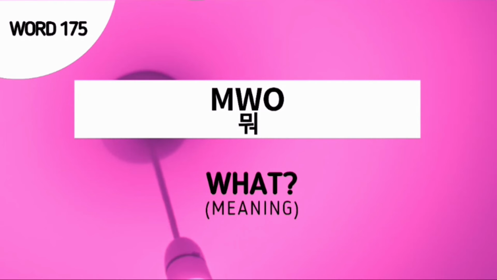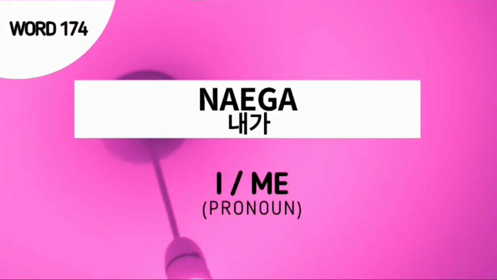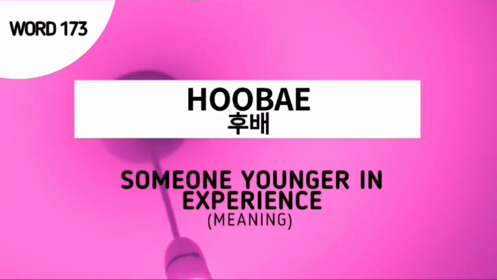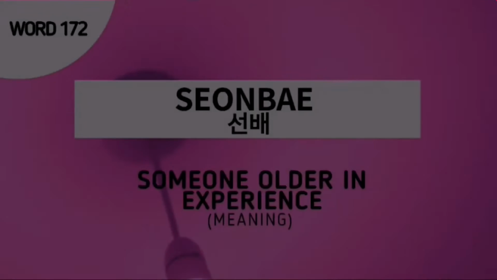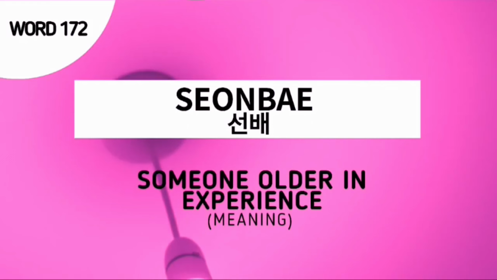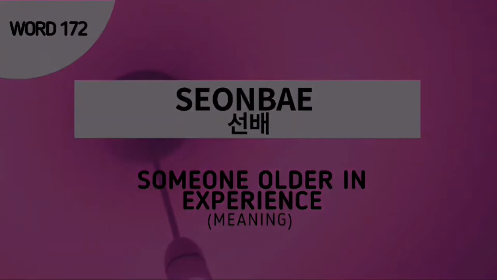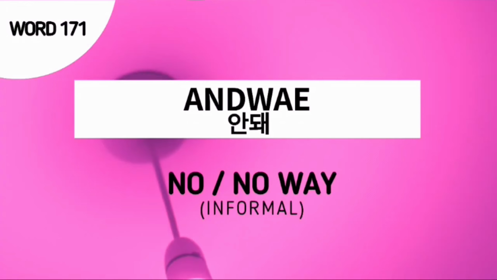Word number 174 is 내가, which means I or me, and this is used as a pronoun. Word number 173 is hube, and this is the term used for junior, or this is used to address someone who is younger than you in terms of experience. Word number 172 is tonbe, and this is the Korean word for senior, or this is used to call someone older than you in terms of experience. Word number 171 is andue, and this is an informal way of saying no or no way.